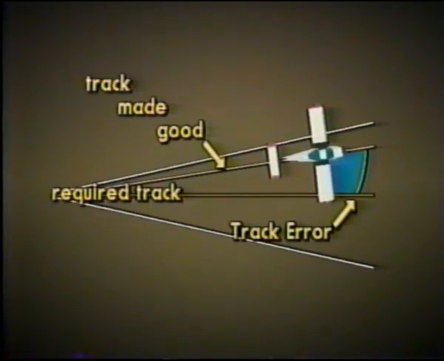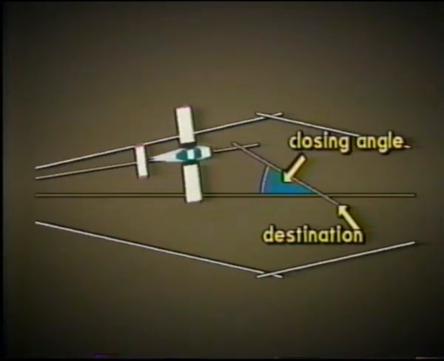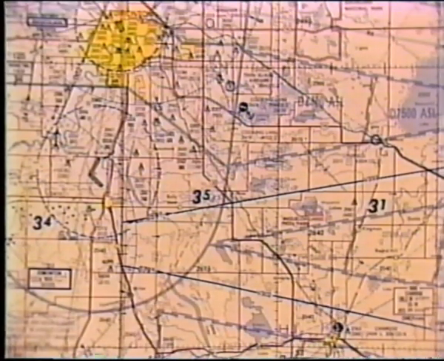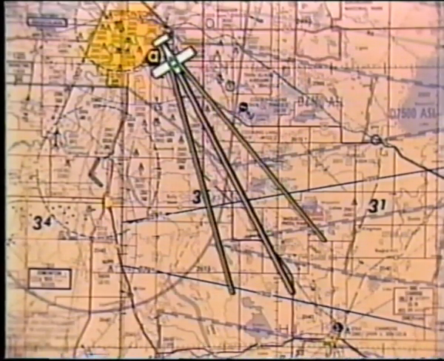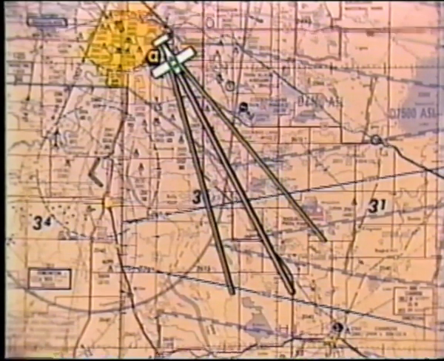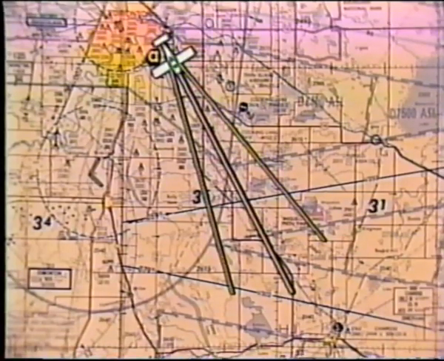Note that this is always expressed as being the number of degrees to the left or right of the required track. The opening angle is the angle between the required track and the track made good. The closing angle is found between the old required track and the new required track to arrive at your destination. Earlier, we marked the map for our flight with the 10-degree drift lines. You will now be shown 3 ways to use these lines to correct your heading should you drift off course.